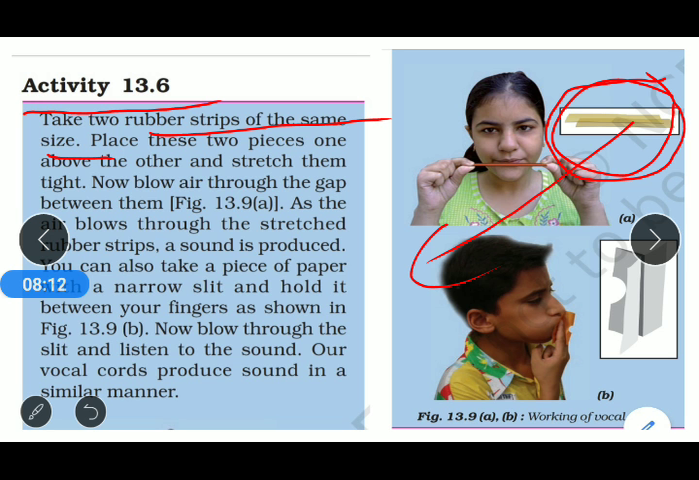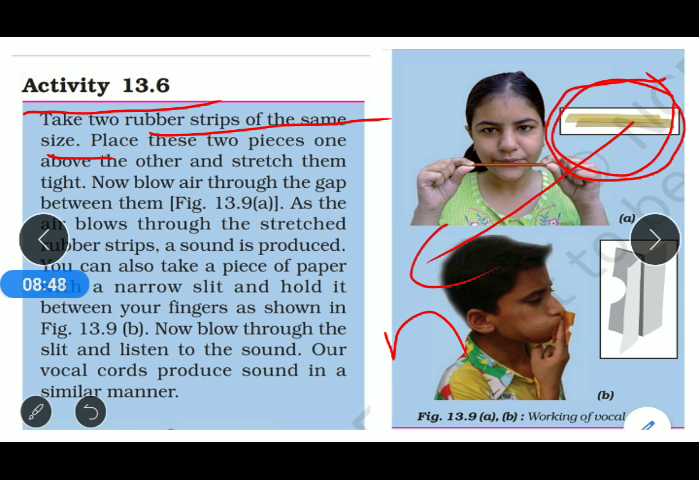As the air blows through the stretched rubber strips, a sound is produced. Whenever we try to blow the air, when the air is passing through this area, it can produce the sound. We can also take a piece of paper in such a way that we can make a narrow slit and hold it between our fingers as shown in figure 13.9b.